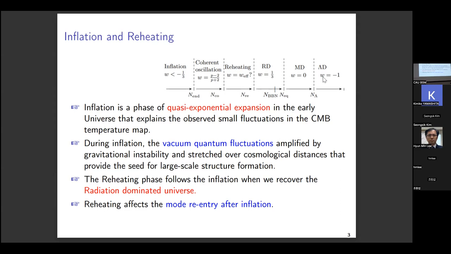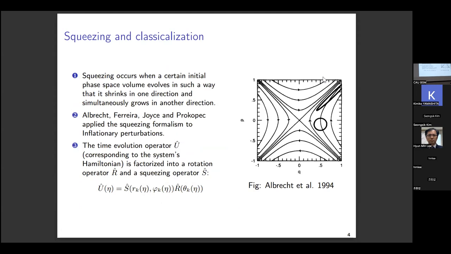Okay, so the motivation is like this. Now let me give you the description of squeezing. Squeezing is very well known in quantum optics. When a phase volume moves in such a way that one direction grows and another direction shrinks, like the normal way we say squeezing, no fancy thing is here. Now, Albrecht, Ferreira, Joyce, and Prokopec applied the squeezing formalism to cosmological inflationary perturbations in 1994, in their response to the paper by Grishchuk and Sidorov, I guess, who said that this squeezing formalism cannot be applied to inflationary perturbations.